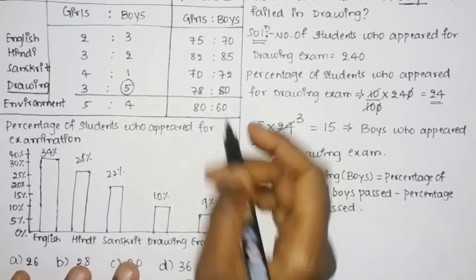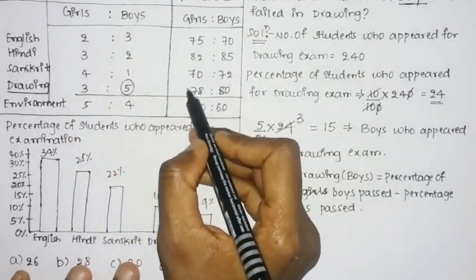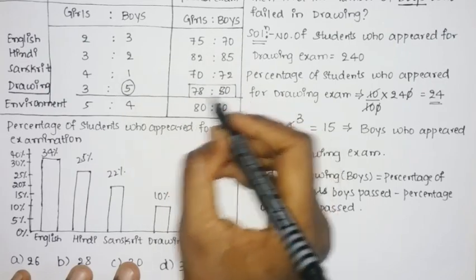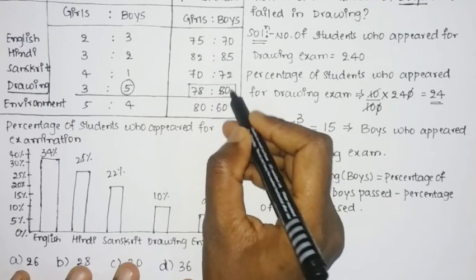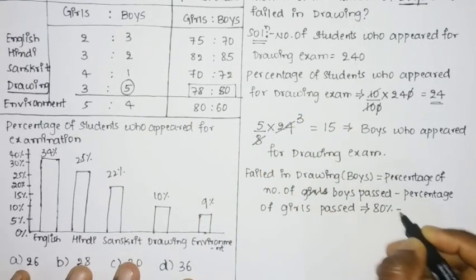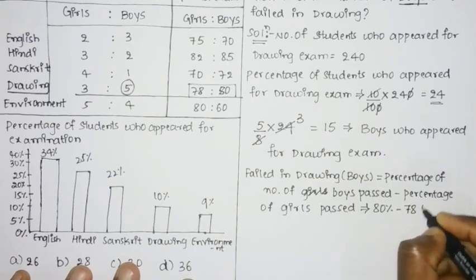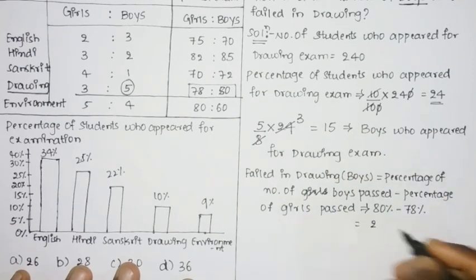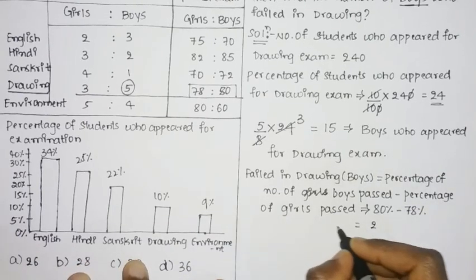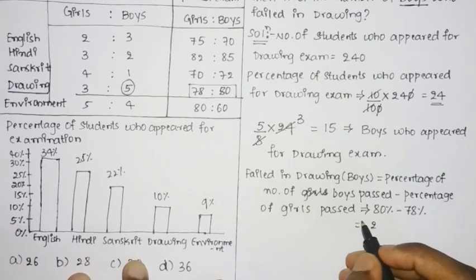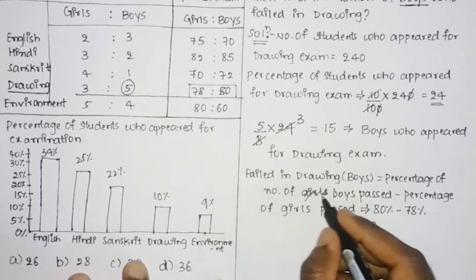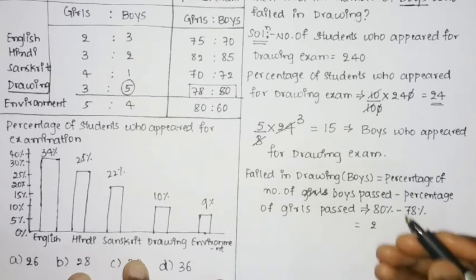In this question they have given the percentage of students who passed the exam, which is nothing but this 78 as well as 80. So we subtract, that is 80% minus 78%, which is equal to 2%. So we will get 2. But they have asked for the number of boys who failed in drawing.